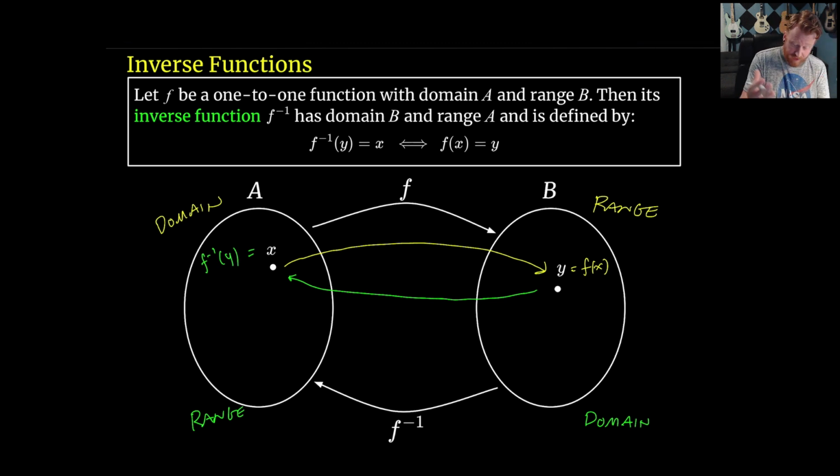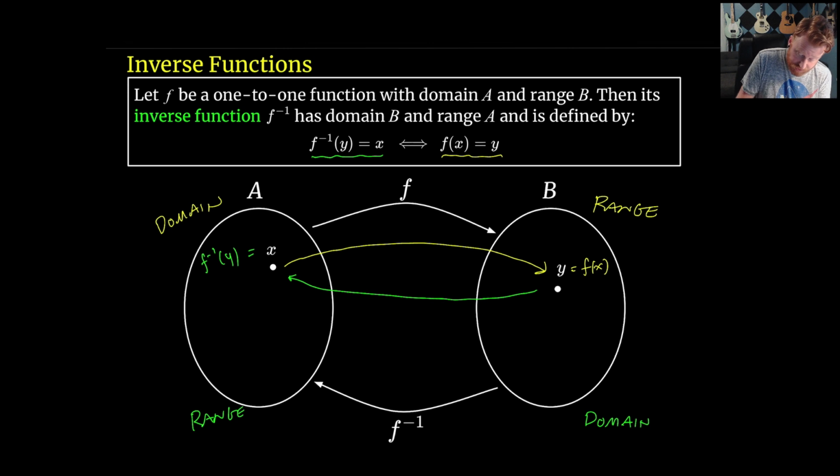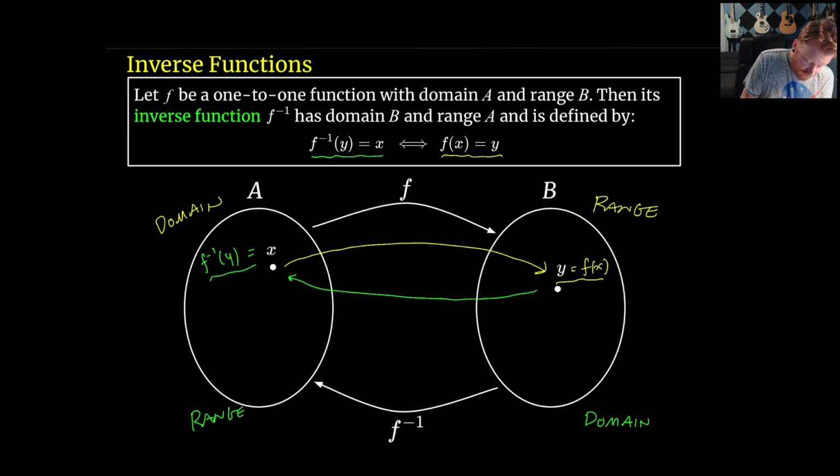And this is what this very mathy notation is saying up here, that f inverse of y is equal to x if and only if f of x is equal to y. So we have f of x being equal to y. We have f inverse of y being equal to x. This is the relationship that we are claiming, so that these functions are inverses of each other.